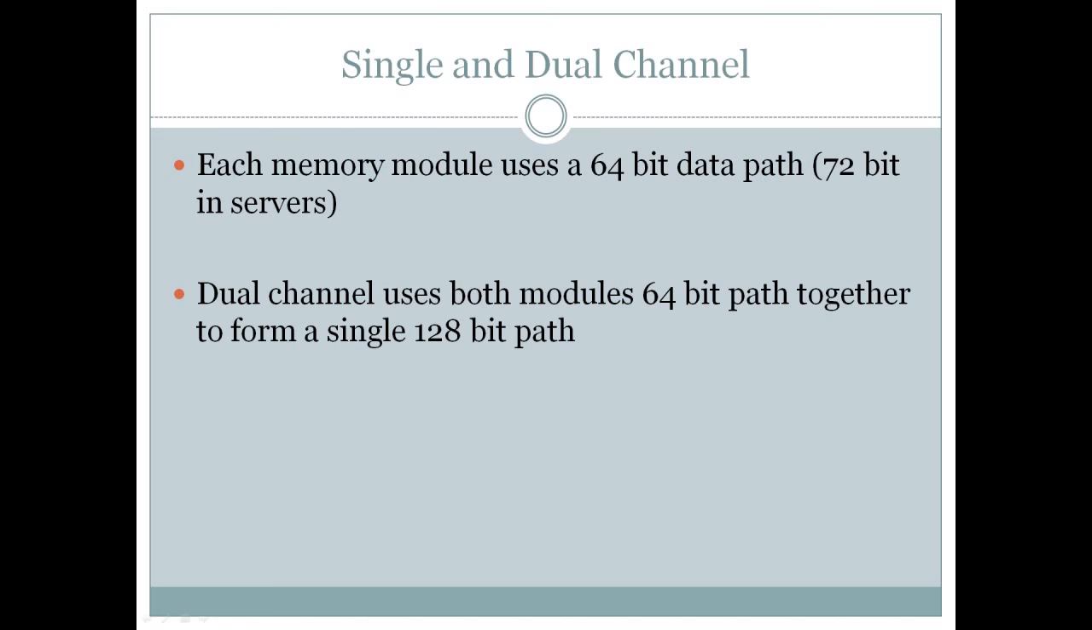Dual channel puts both the 64-bit paths together, and it makes a single 128-bit path. It basically uses 2 sticks of RAM as a single giant stick of memory, and there's a lot less overhead, and it equates to about a 10% performance boost, depending on how memory starved your application is. If your application's completely bound by memory, it's going to see the full benefit.